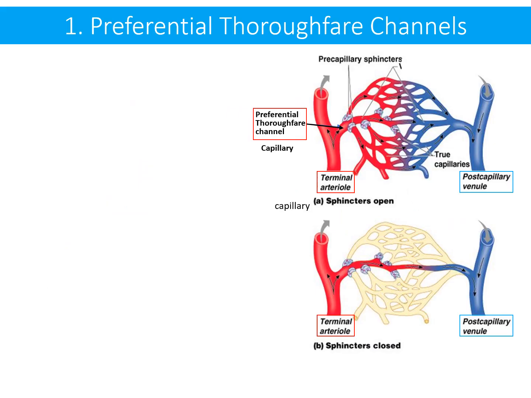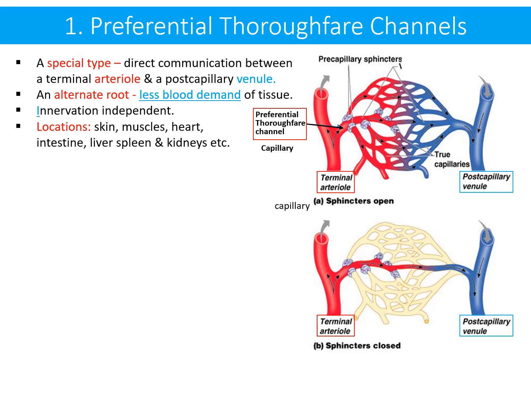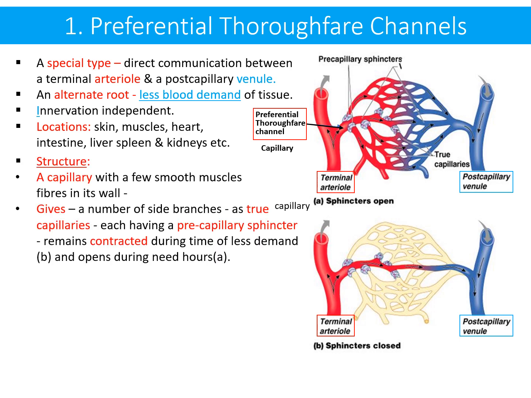Number one, preferential thoroughfare channel. It is a special type of direct communication between a terminal arteriole and a postcapillary venule. It provides an alternate route for the hours of less blood demand by the tissue. It is innervation independent and is located in the skin, muscles, heart, intestine, liver, spleen, and kidneys, etc.